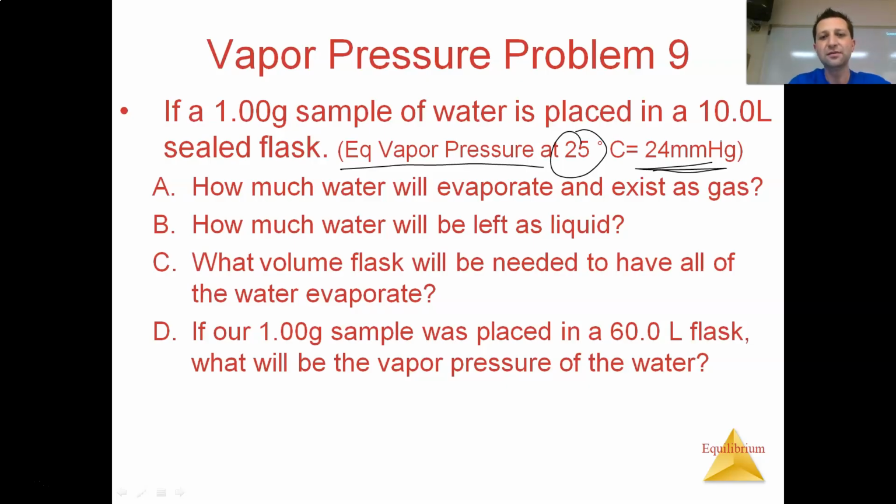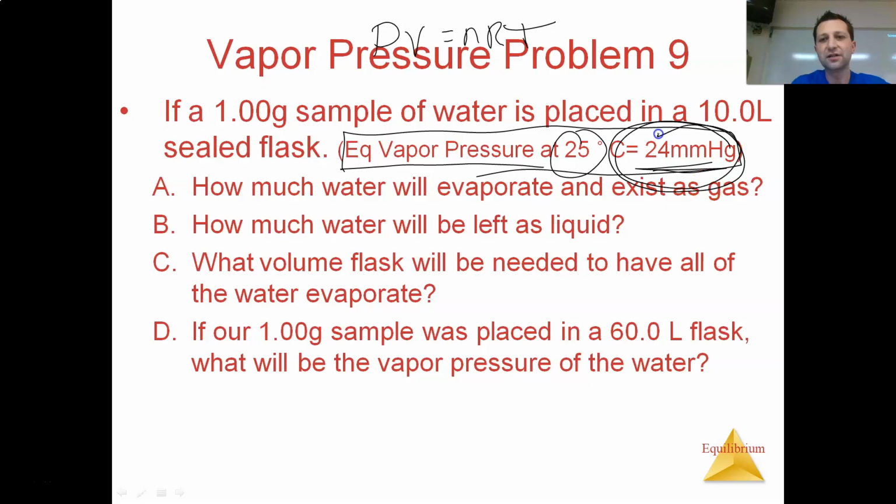Okay, very similar to the last one. You know your equilibrium vapor pressure is 24 millimeters of mercury. If I use PV = nRT and I use this partial pressure, and I plug it in, and I solve for moles, that will tell me how many moles of water evaporated to be a gas to create that pressure. Then you could convert moles into grams and compare it to this.